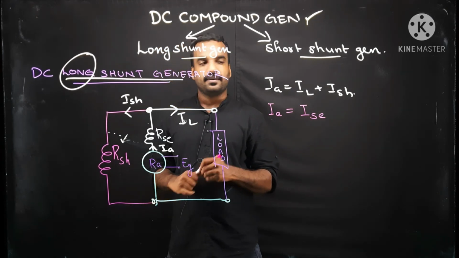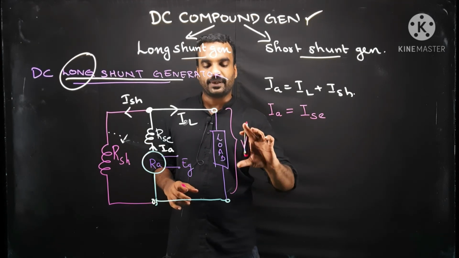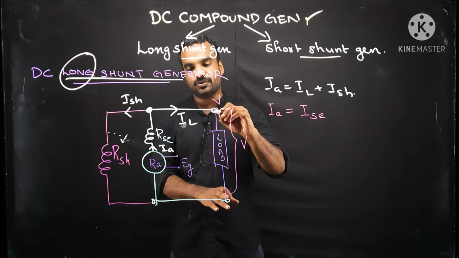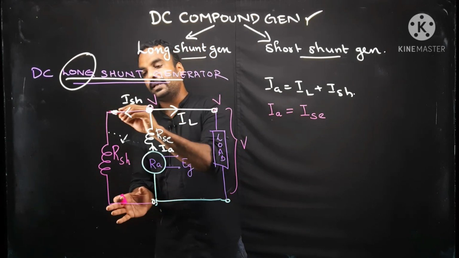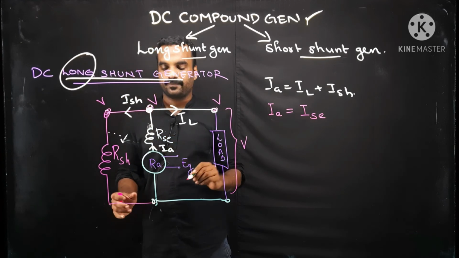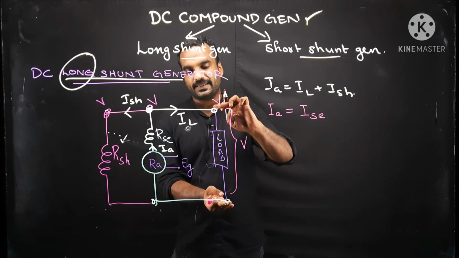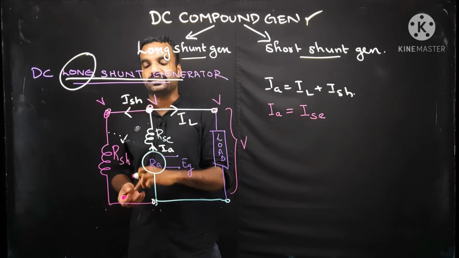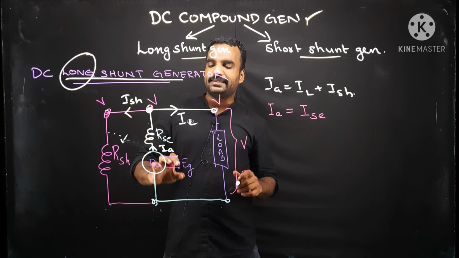Now what will be the equation of V? This is voltage V appearing at this node. As these are parallel nodes, V will appear at this node also, and here also V will appear. These are reference nodes. So this voltage is the same, this voltage is the same, this voltage is the same. Now tell me, what is the equation for V? Can you relate EG and V?